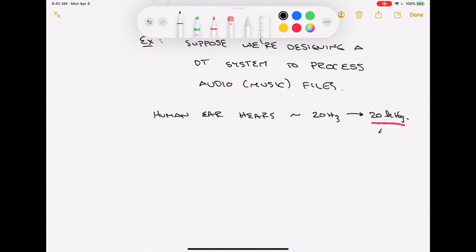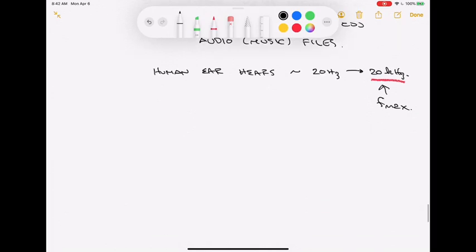That 20 kilohertz is our F max. If you have higher frequency content than that, you aren't going to hear it, so we might as well not even include it. Almost all human audio systems, or when we're recording audio for humans, go through a low-pass filter with a cutoff frequency of about 20 kilohertz. Get rid of any content that you can't hear, okay? And once we do that, we're ready to sample this guy. We're ready to encode it to put on our digital device.